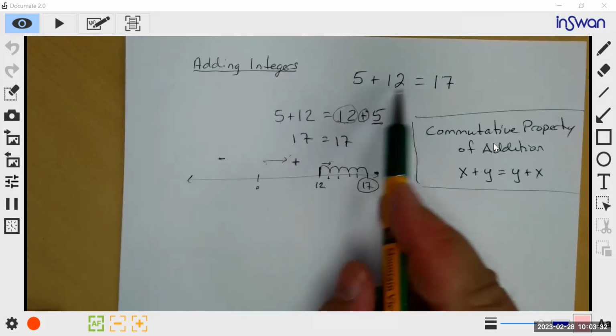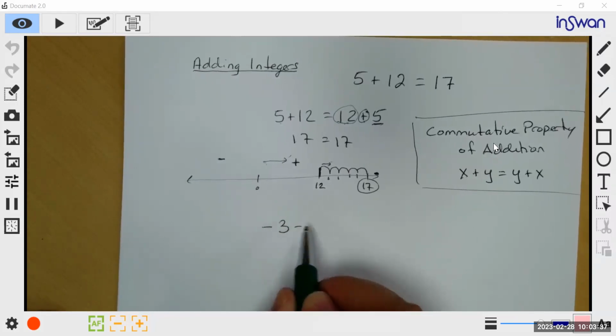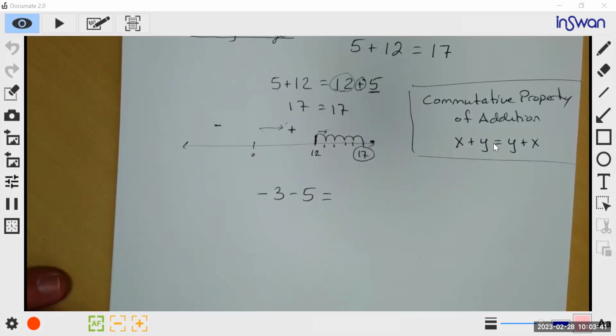So everybody okay with addition of positive numbers? What's that going to give you? -3 minus 5.